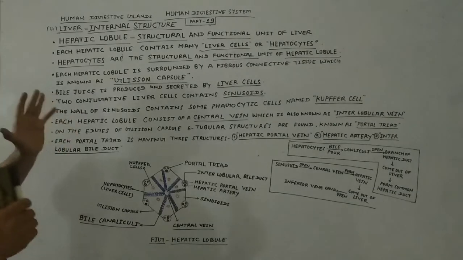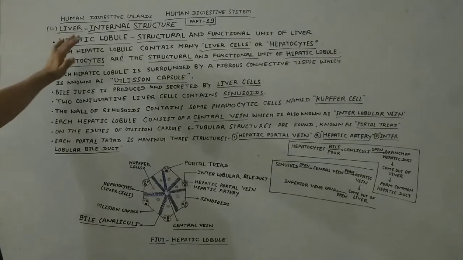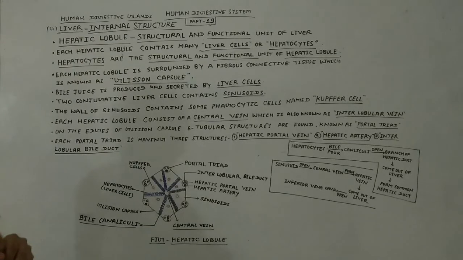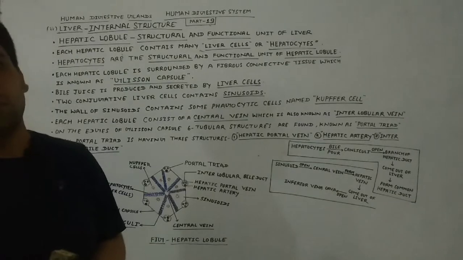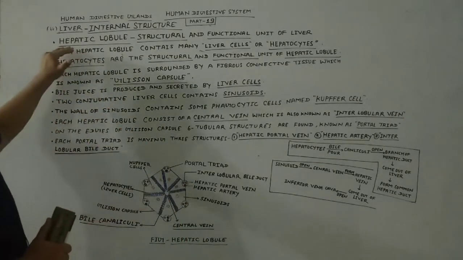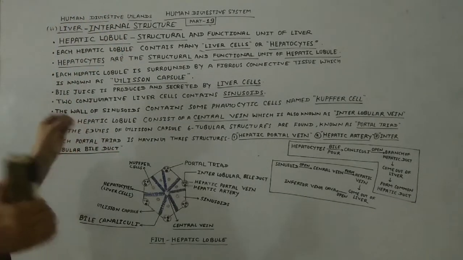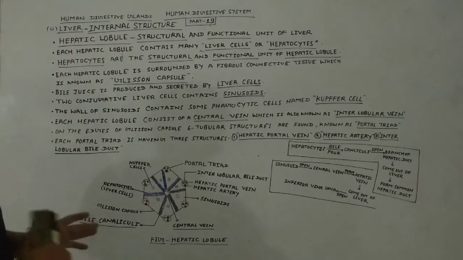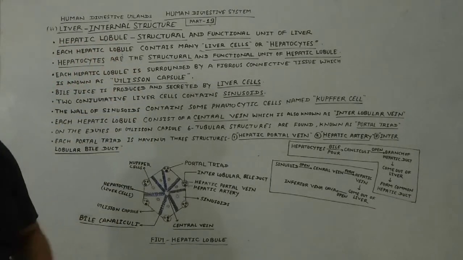Very first, I want to tell you that the liver is made of many smaller units known as hepatic lobules. So I mean to say that the functional and structural unit of the liver is the hepatic lobule. A liver is formed of many of these hepatic lobules. So students, you must know that the hepatic lobule is the structural and functional unit of the liver.